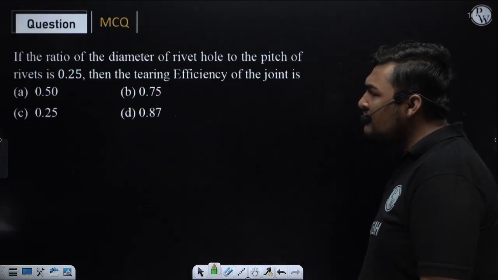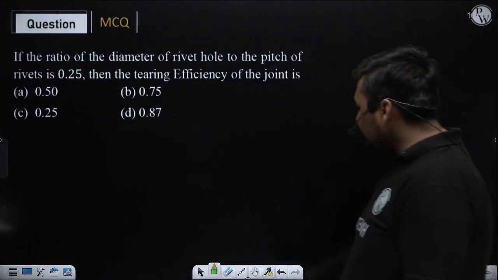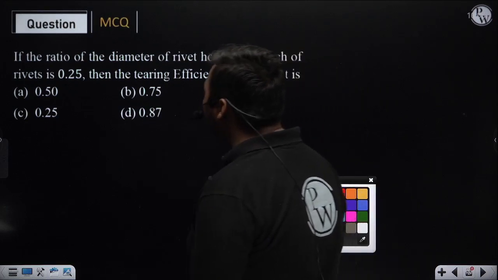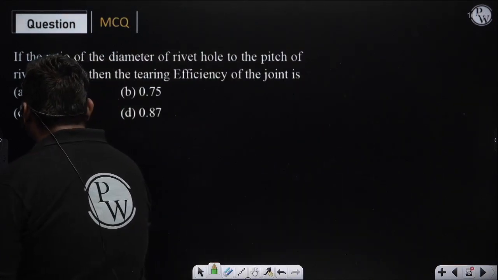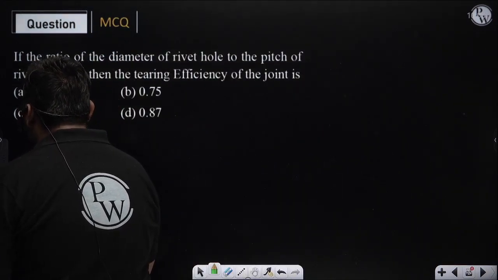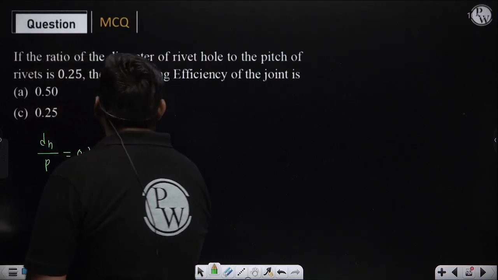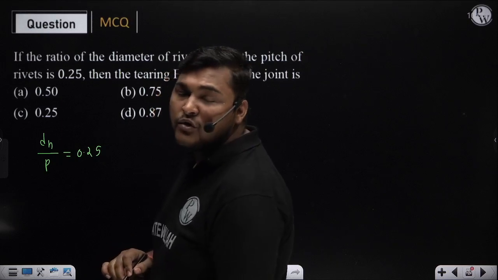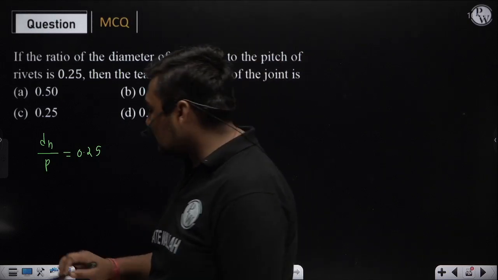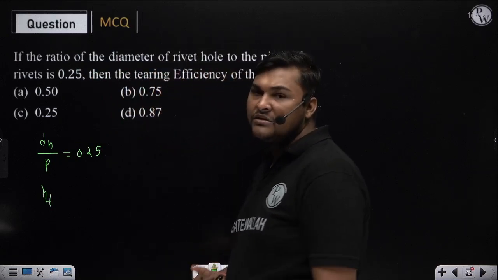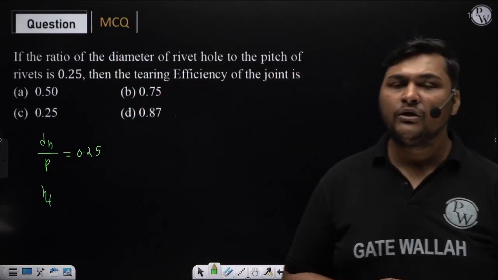One question says: if the ratio of the diameter of the rivet hole to the pitch of the rivet is 0.25, that is, dh upon p is 0.25, then find the tearing efficiency. We need not find the total efficiency, only the tearing efficiency. Tearing efficiency means in the numerator we will take the tearing load carrying capacity, so the examiner is asking for the tearing load carrying capacity.